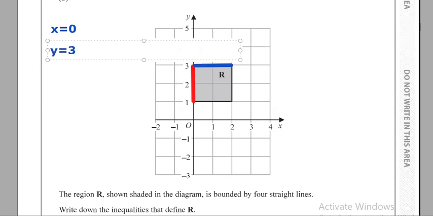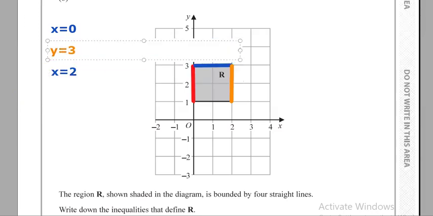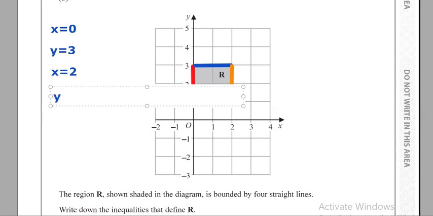And then the next line that we have is the orange line, which is here. It crosses the x-axis in 2. So this means x equals 2. And then the last line, which is the yellow line here, crosses the y-axis in 1. This means the equation is y equals 1.